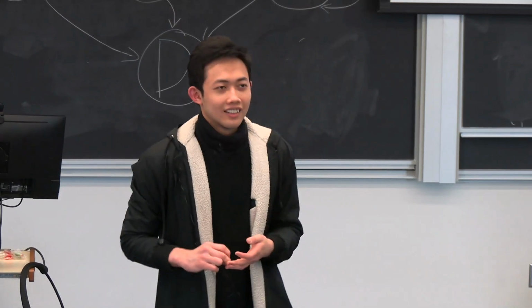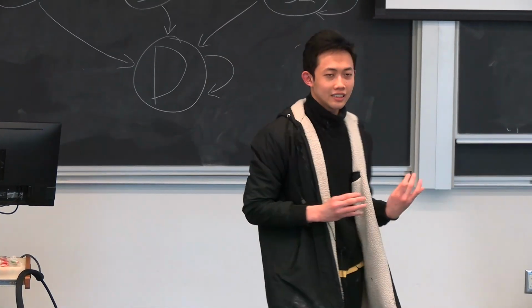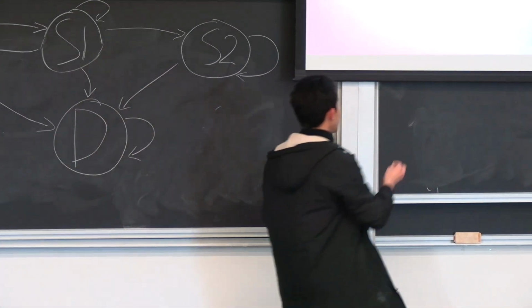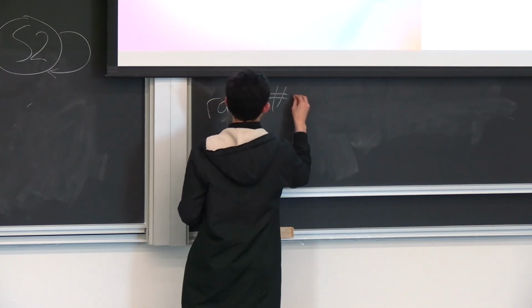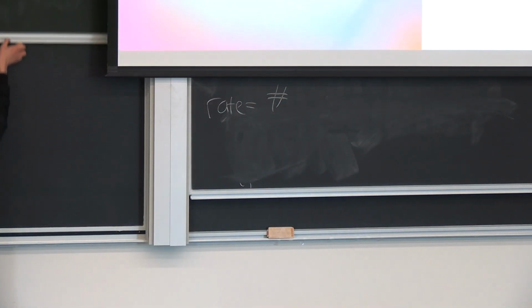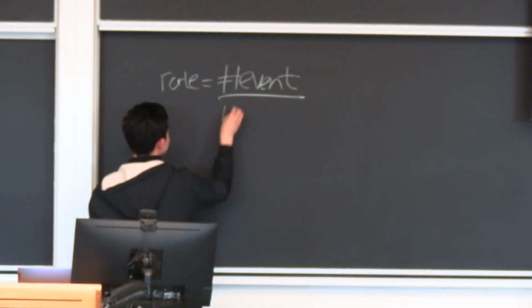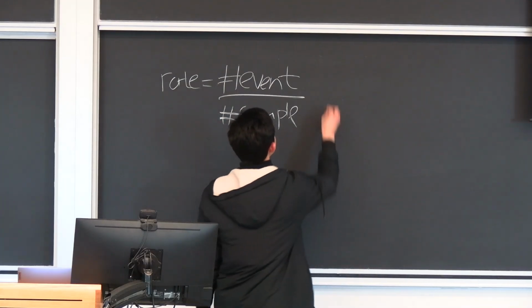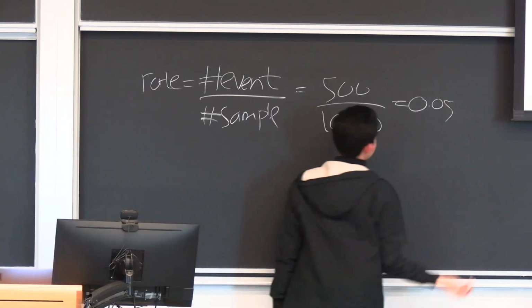So that's what we need to define in the beginning, because the definitions of rate and probabilities in this paper are very different. In this paper, rate is defined as the number of events over the sample. So in this case, it is 500 over 10,000, which is 0.05, or 5%.